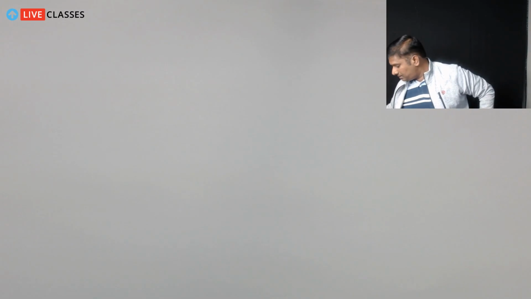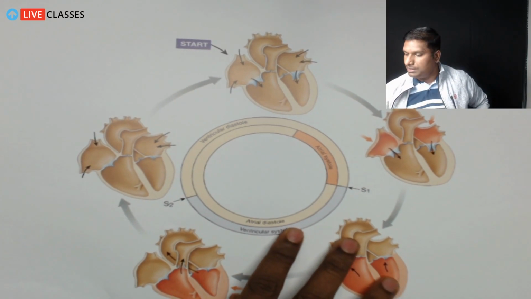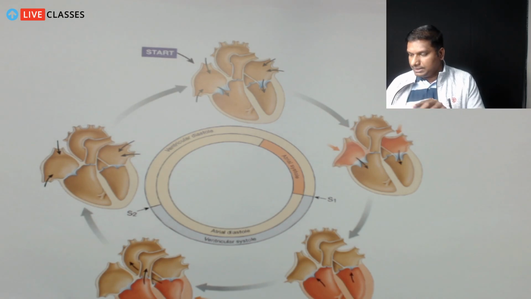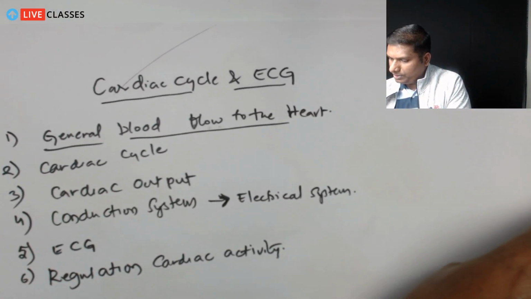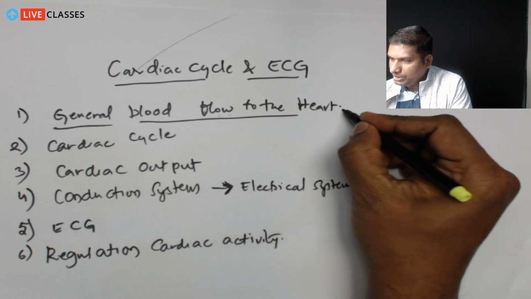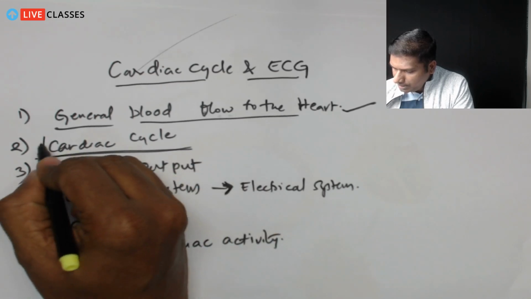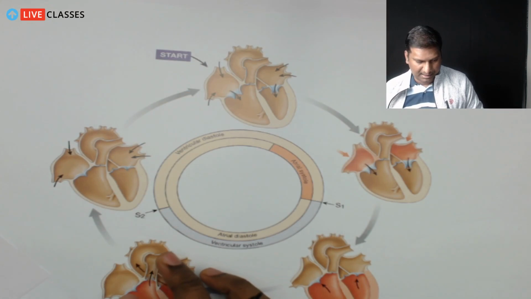Then we look at some important terminology here. So you can see here, we'll actually look at a couple of things. We already saw how the blood flow happens. Then we are about to talk about the cardiac cycle.